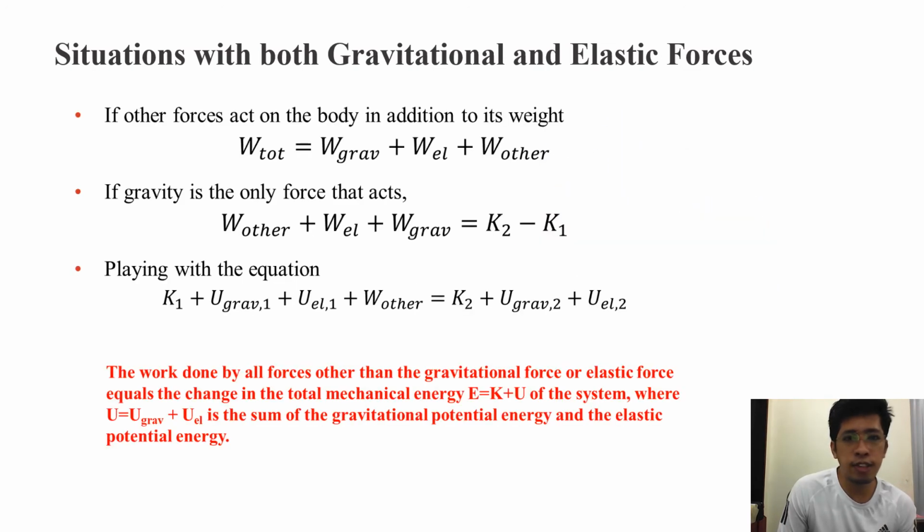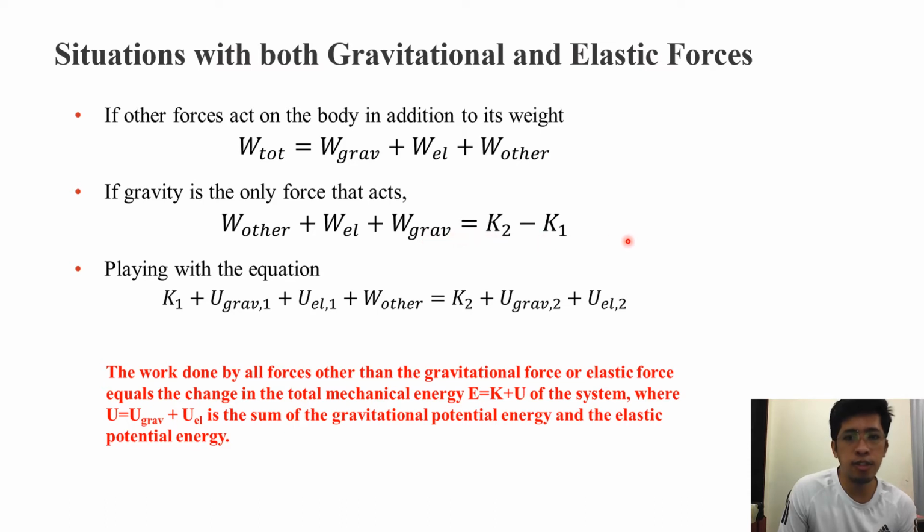If other forces act on the body in addition to its weight, so we have here, for the situation with both gravitational and elastic forces, your work total now becomes your work gravity plus your work elastic plus your work other. Just like what we did in the previous lecture, we can equate this to the work-kinetic energy theorem, your K2 minus K1. So we now have your work other plus your work elastic plus your work gravity, which is equal to your K2 minus K1.